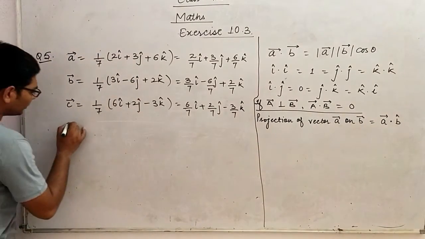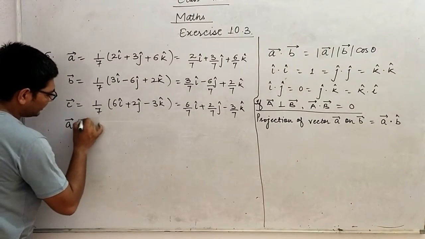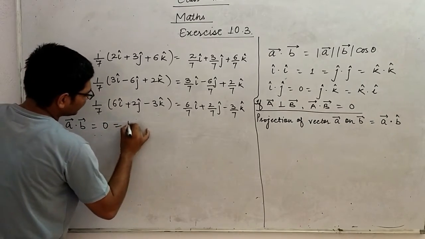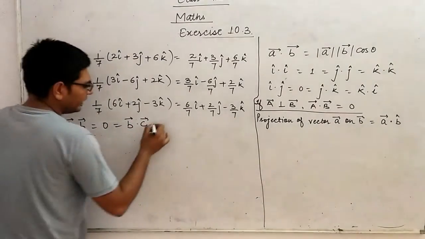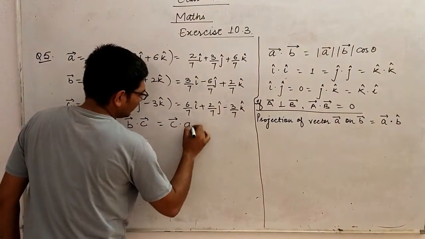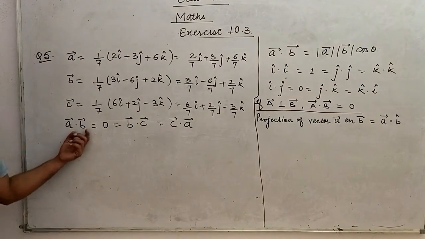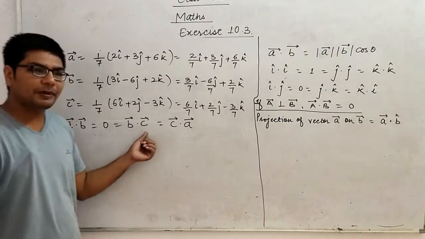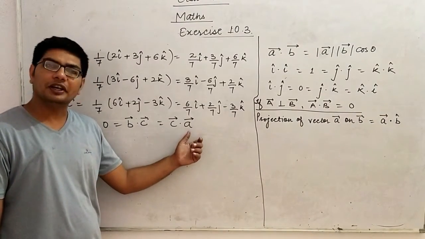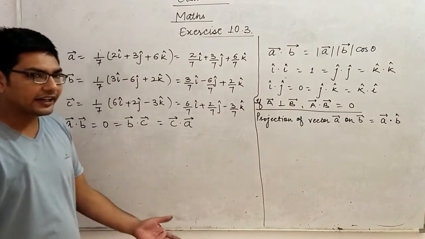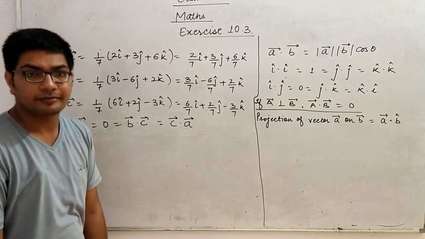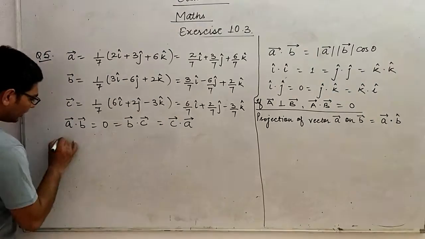I have to prove A dot B is 0, B dot C is 0, and C dot A is 0. If all these dot products are 0, then A will be perpendicular to B, B will be perpendicular to C, and C will be perpendicular to A. And I can say that they are mutually perpendicular. Right? So calculate A dot B.